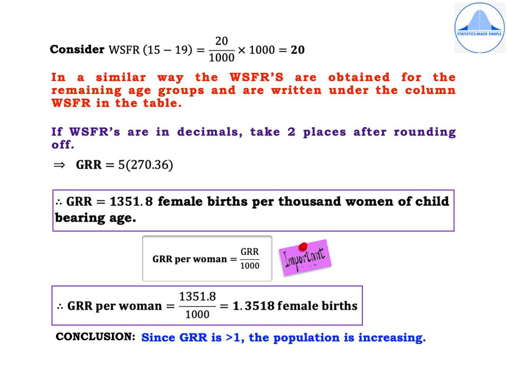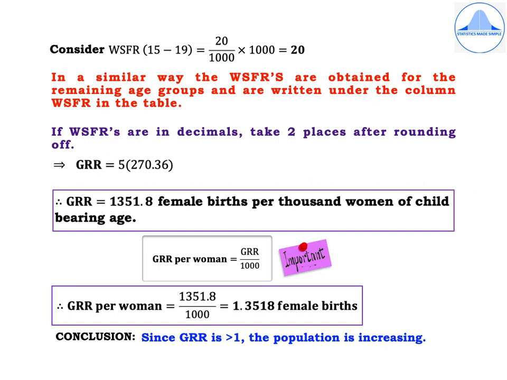In a similar way, the WSFRs are obtained for the remaining age groups and are written under the column WSFR in the table. Now, if any of the WSFRs are in decimals, you can take only 2 places after the decimal after rounding off, and hence in the table under the WSFR column, which is highlighted in pink color, the values for the different age groups are 20, 66.67, 62.5, 42.86, 33.33, 20, 25.